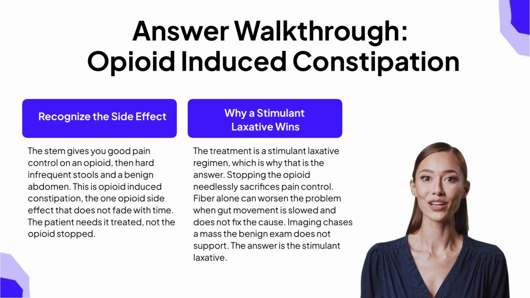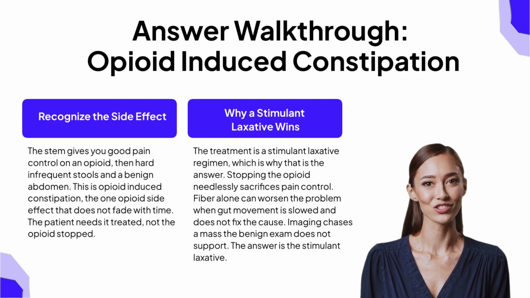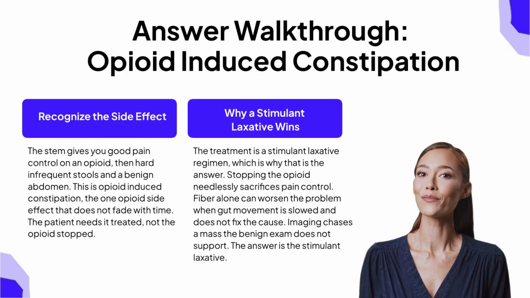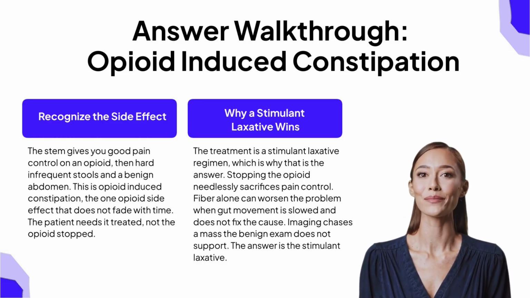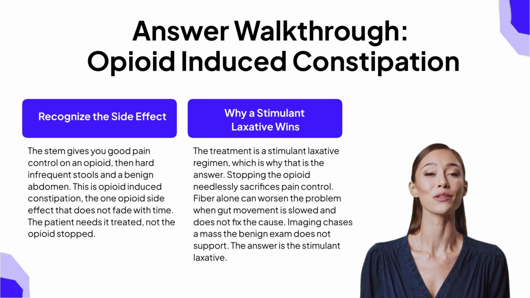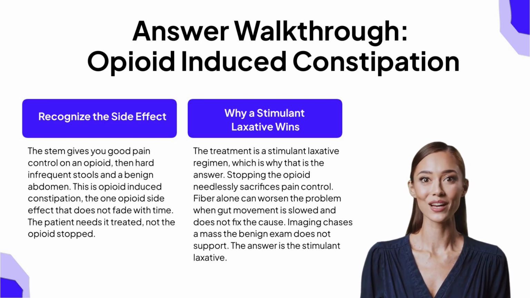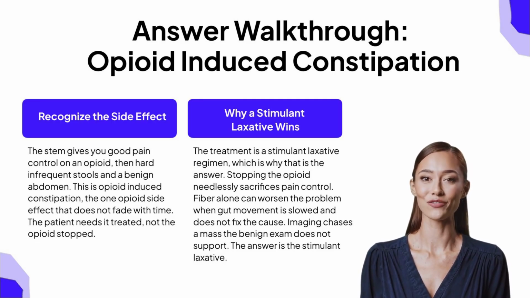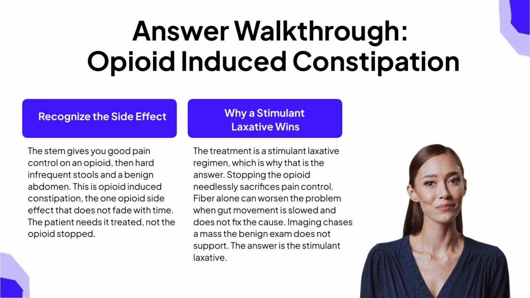Good pain control on an opioid, plus hard infrequent stools and a benign abdomen, is opioid-induced constipation. This is the one opioid side effect that does not fade with time, so it must be treated rather than waited out. Now, why does the stimulant laxative win? A stimulant laxative regimen directly treats the slowed gut, which is why it is the answer.